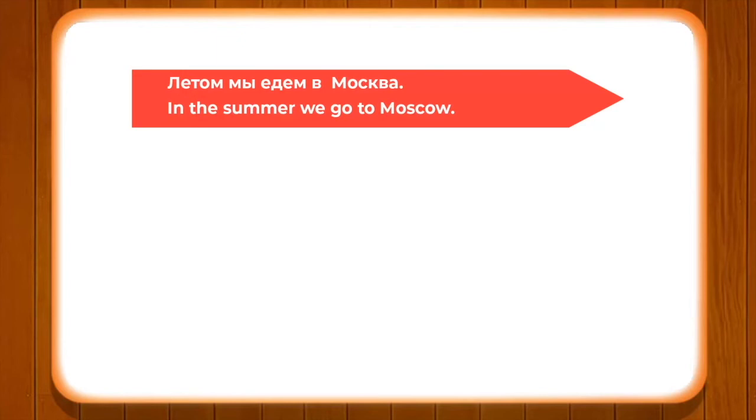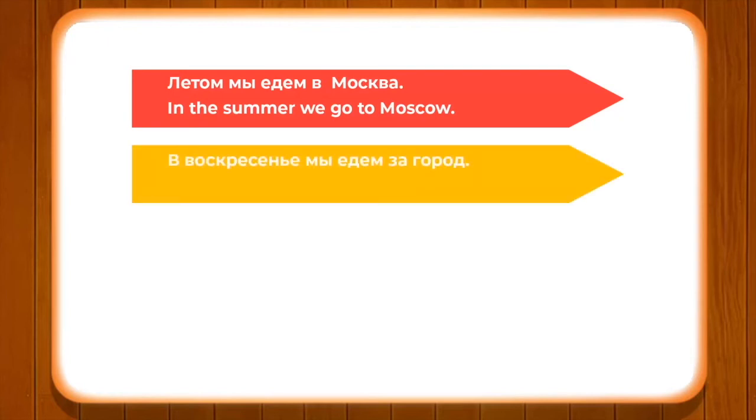Since Moscow ends with Moskva, it changes into Moskvu. Likewise, you can also change the other such important words which are of feminine gender and end with -a into -u. The second one: Воскресенье мы едем за город. So on Sunday we go outside the city, за город.